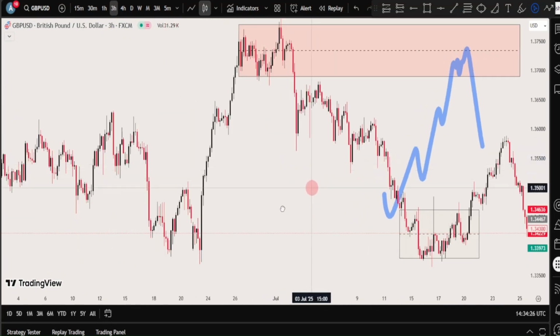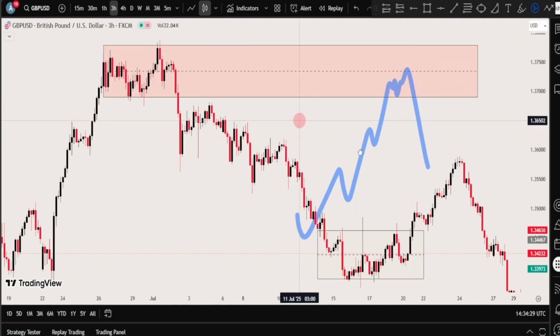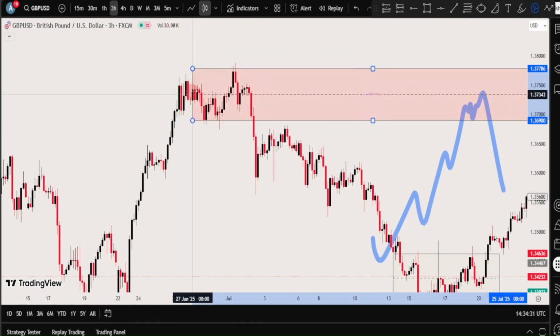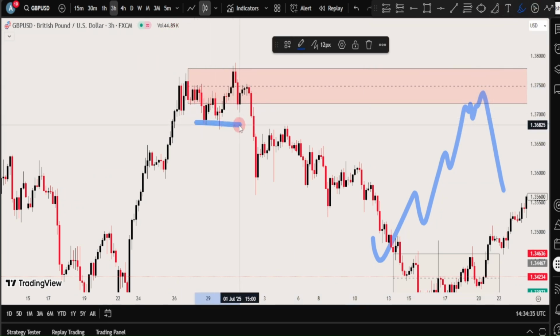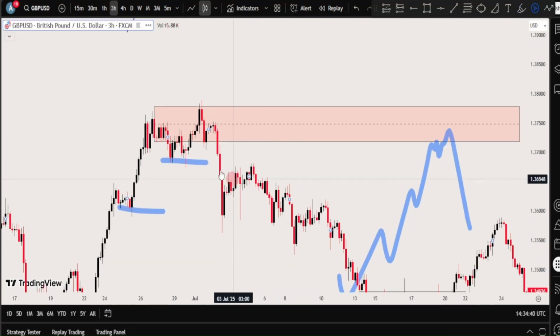Okay, price has broken a massive structure, that is, price has broken a previous low. So let's say price takes this low, and this low. That will make this zone valid.